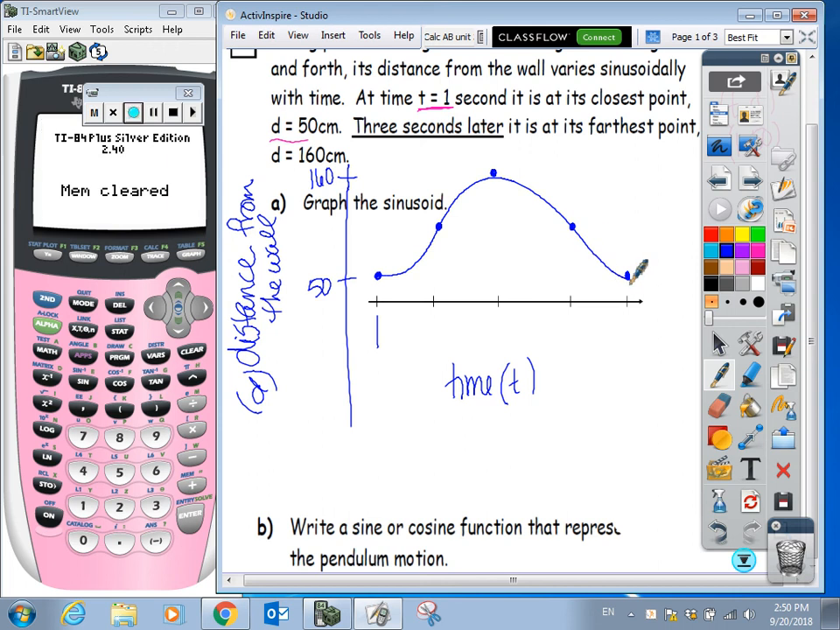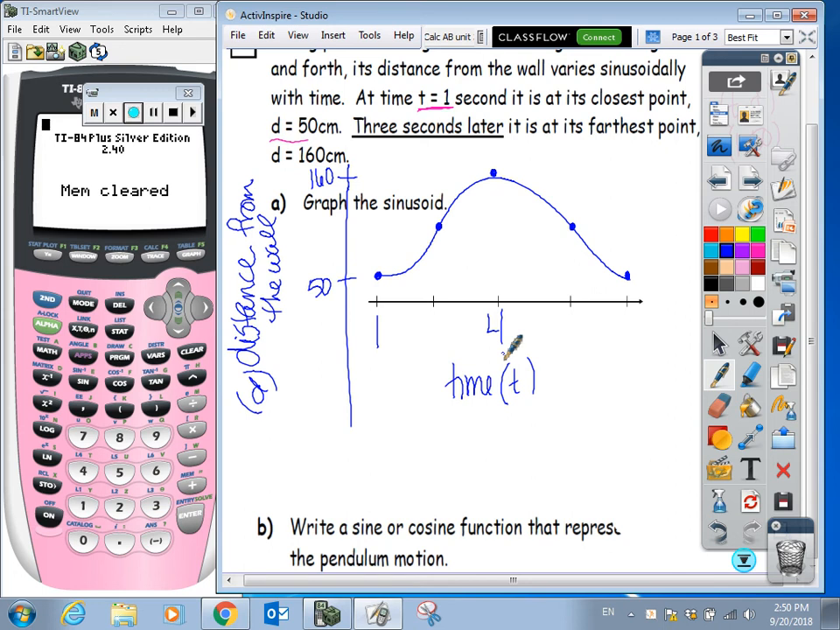Now we need to do some more stuff before we can write an equation. Just because we have a graph doesn't mean we can write an equation. All right, so when it was at its highest 3 seconds later, so what would that time be? 3. So is that 3 seconds later? 4. 3 seconds later. Since we started at 1, 3 seconds later would be 4.